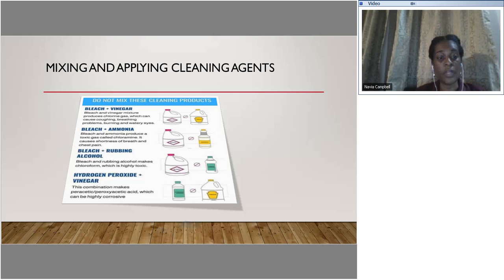The following combinations of chemicals should be avoided at all costs. Bleach and vinegar. A bleach and vinegar mixture produces chlorine gas, which can cause coughing, breathing problems, burning, and watery eyes. Bleach and ammonia. Bleach and ammonia produces a toxic gas called chloramine. It causes shortness of breath and chest pain. Bleach and rubbing alcohol. Bleach and rubbing alcohol makes chloroform, which is highly toxic. Hydrogen peroxide and vinegar. This combination makes peracetic acid, which can be highly corrosive.